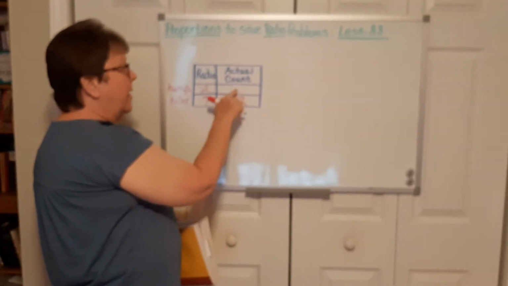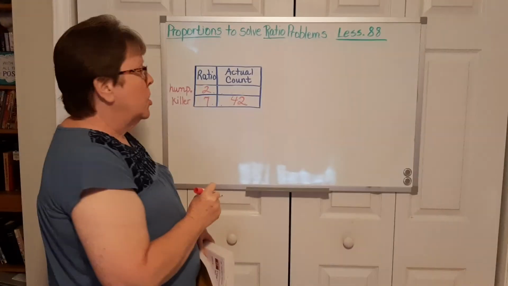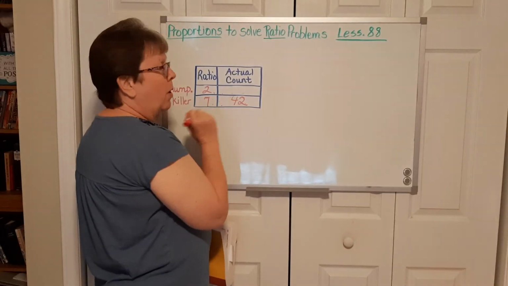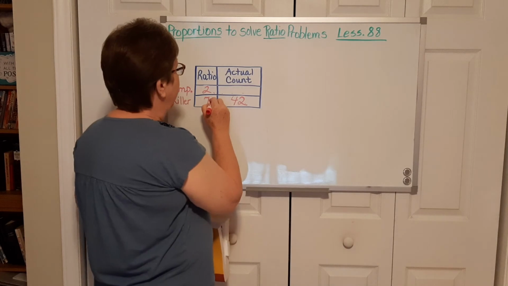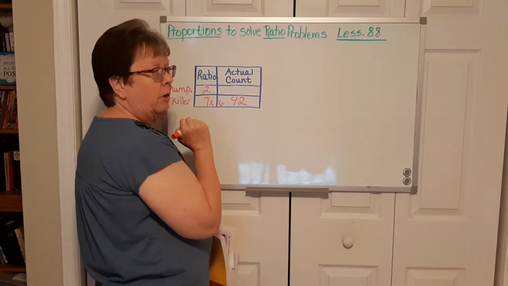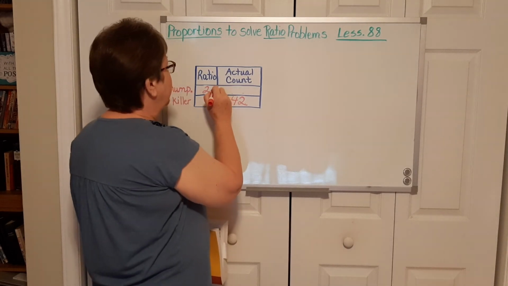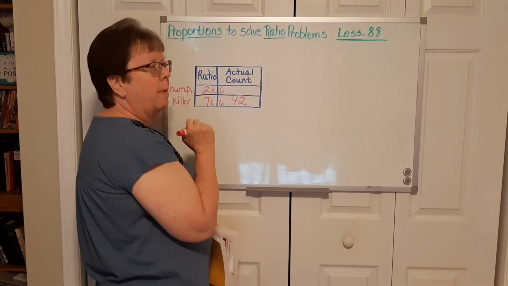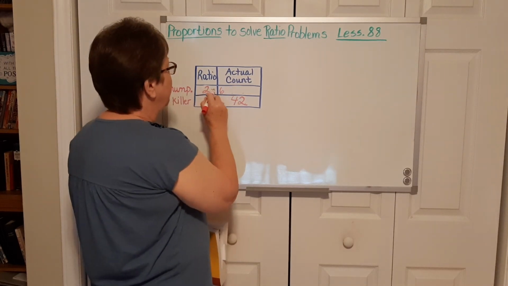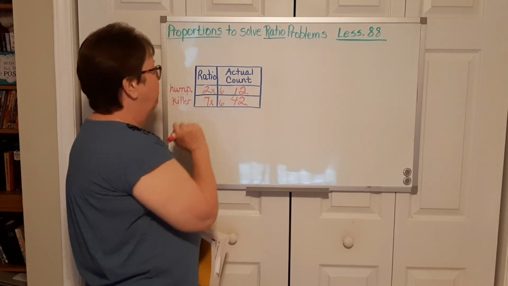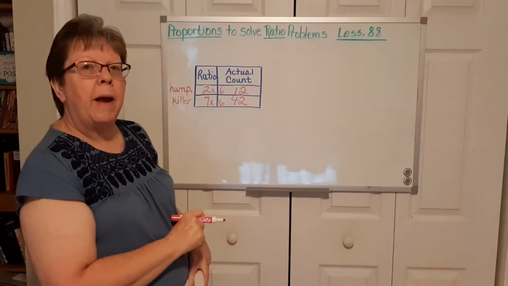So we're trying to find our missing numerator here. So 7 times what number is 42? Well, we know 7 times 6 is 42. So if that got multiplied by 6, this has to get multiplied by 6. So 2 times 6 is 12. So there were 12 humpback whales.